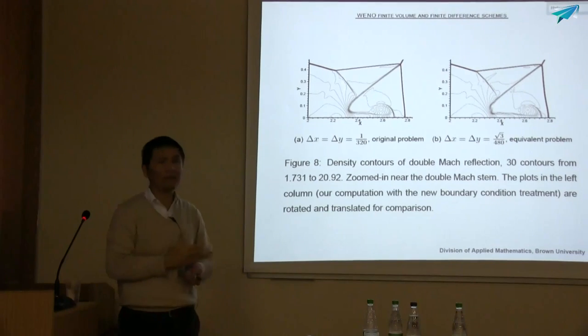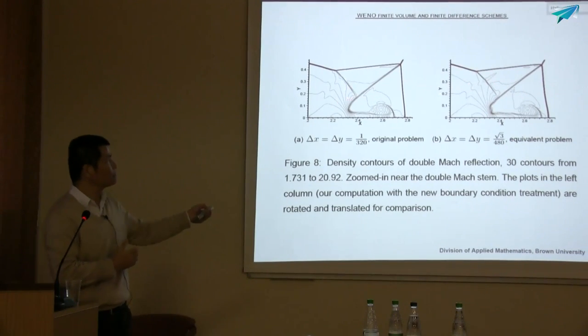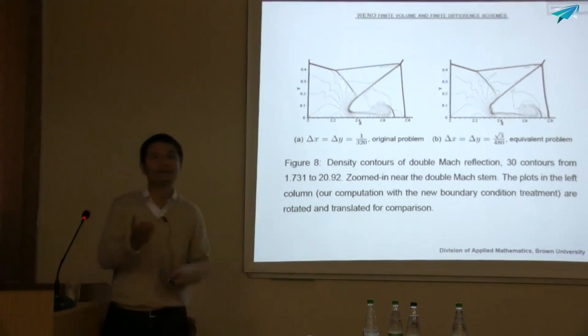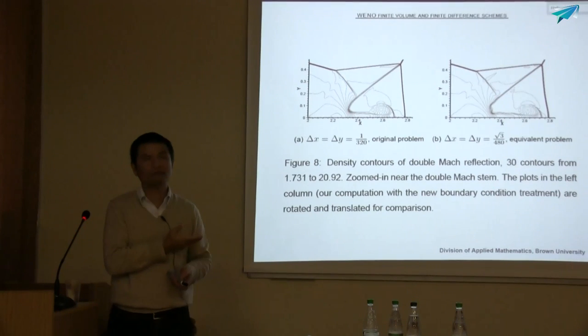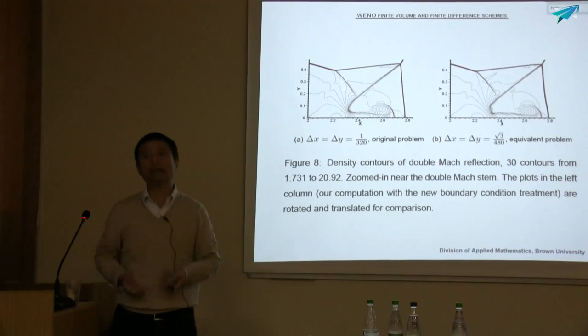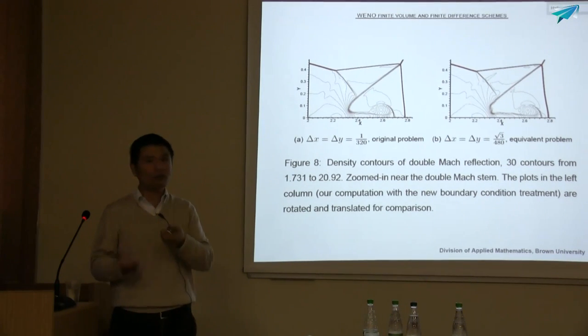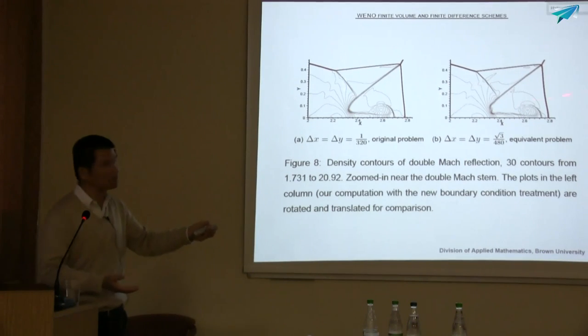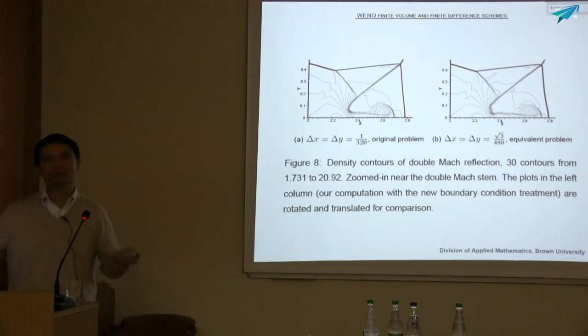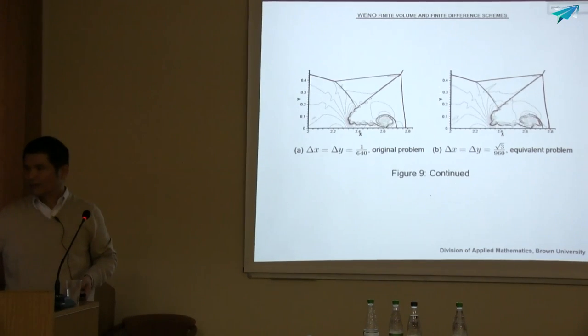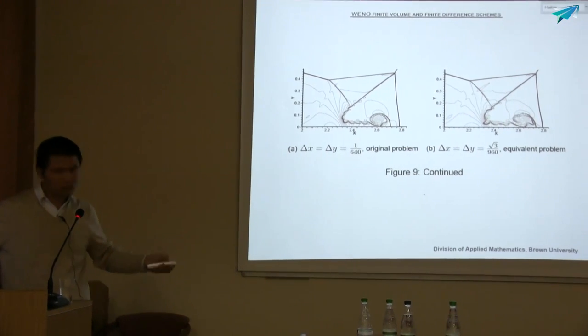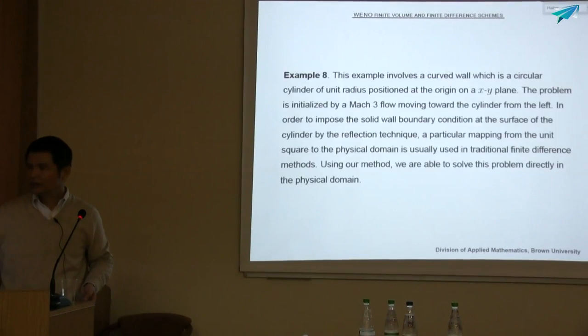With the same grid resolution, we get results which are very comparable, indicating that the way that we implemented the reflective boundary condition on the boundary which is not aligned with the mesh is actually quite accurate, quite nice, non-oscillatory, and getting results which are comparable to a regular box. So here also you compare the two, they are comparable.